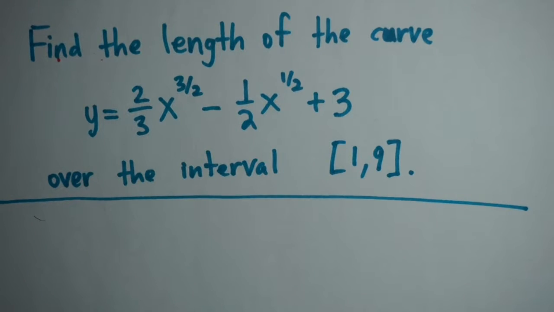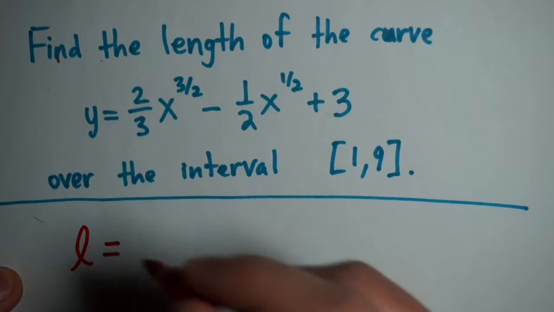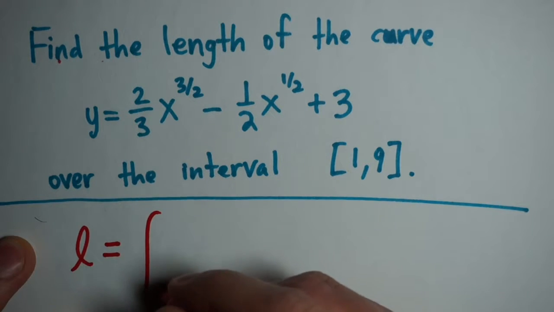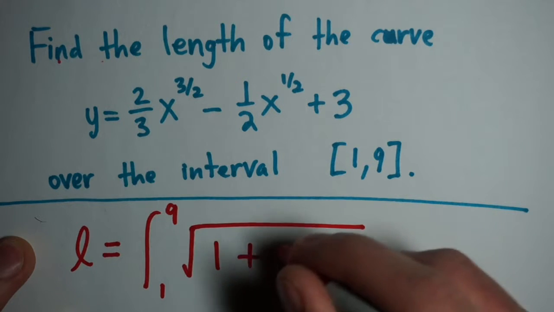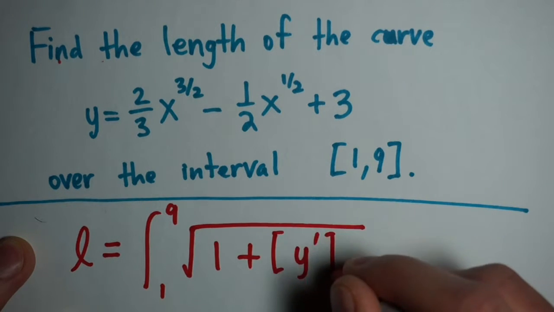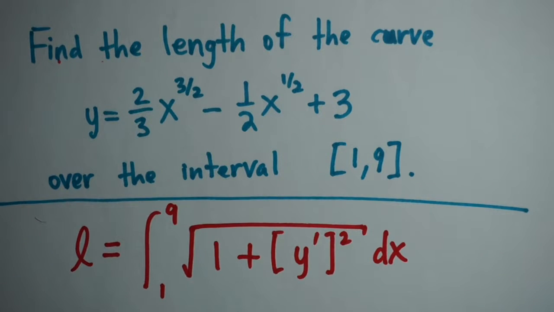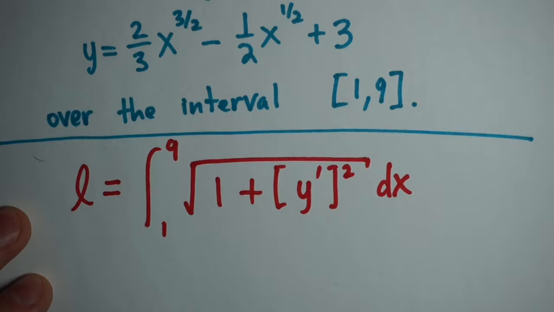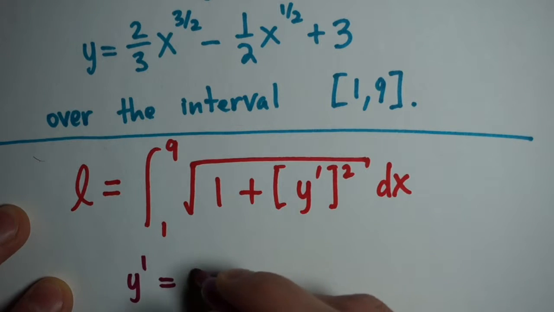So to find the exact answer, we have a formula that involves the integral. It's going to be the length is equal to the integral from 1 to 9 in this case, of the square root of 1 plus the derivative of y squared with respect to x. In order to actually compute this integral, we need to know a couple of things. First things first, we need to know what is the derivative of y. Then we'll have to square it, we'll have to add 1, and see if we can actually take the square root. So we start with y prime.